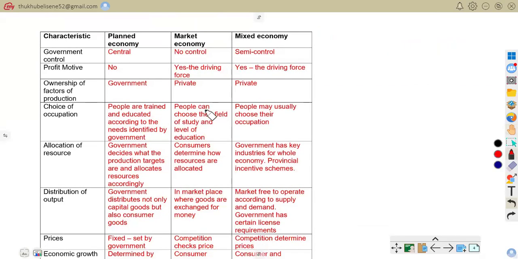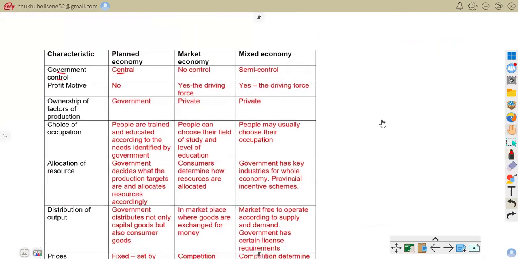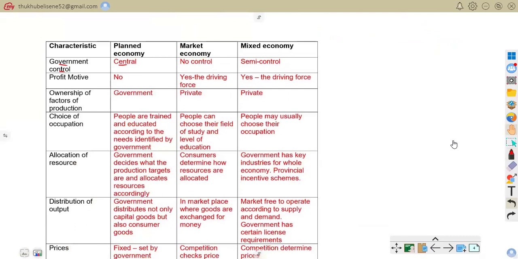Here we are on the characteristic of government control. Under planned economy, we are saying central, full control by government. We are talking about the full control by government. So that is that.